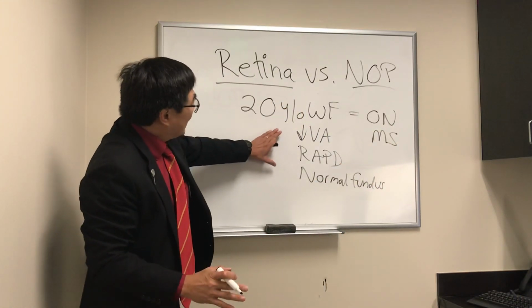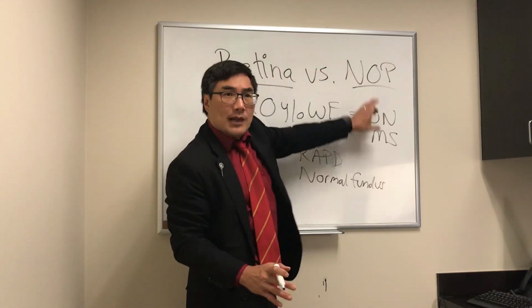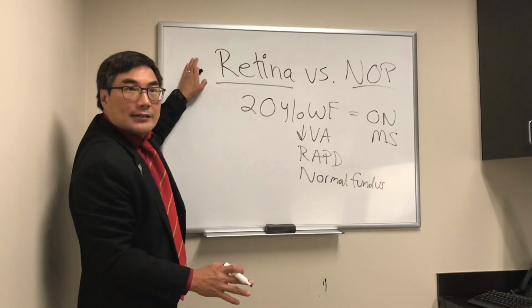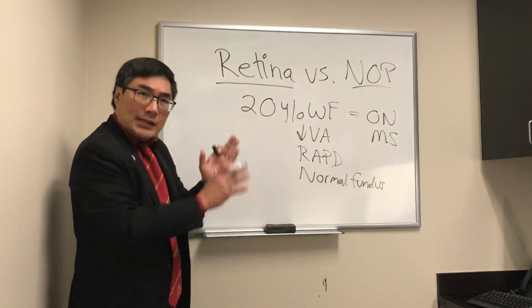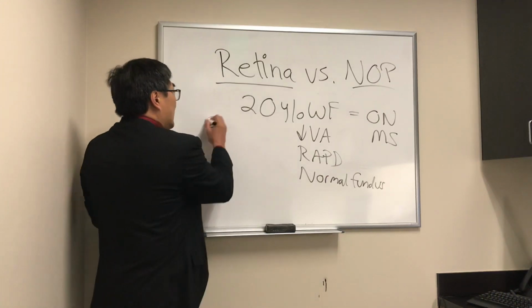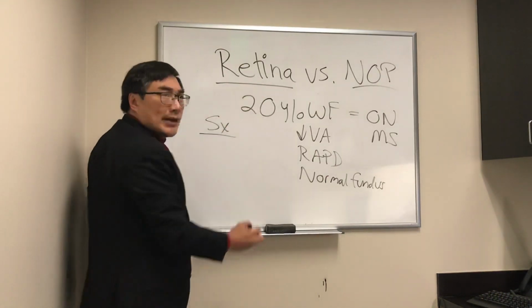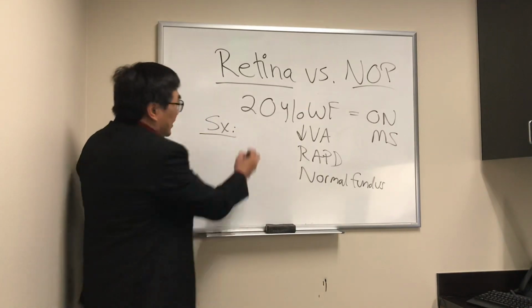But what if we just add in a few little things? Then this stem would convert from a neuro-op case, optic neuritis, to a retina case. And so differentiating these two is going to require symptoms, signs, and then tests. So what are the symptoms that would suggest that this is retina and not neuro-op? All of these are going to be the same.